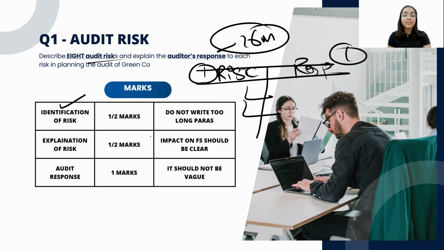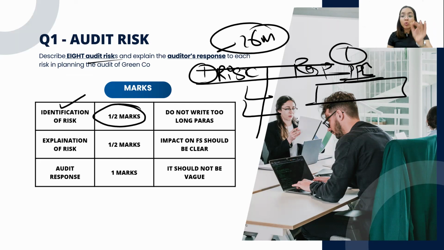Now, how this 1 is distributed, the examiner has clearly told us. Half marks for the identification. Please ensure that you do not write long paras. For example, I'll give you one example. There was a student who had to identify the PP. There was a risk related to the PP and he copied and pasted the whole paragraph. Guys, please don't copy paste the whole paragraph.